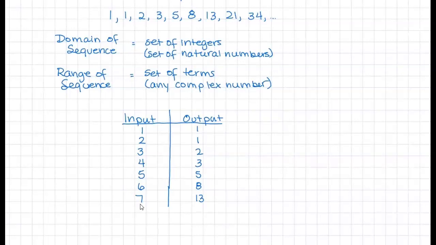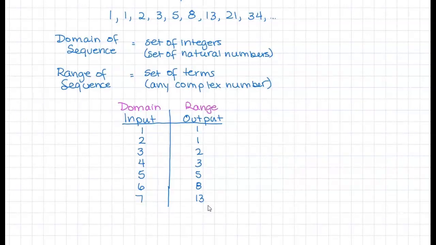The range is a set of outputs, and so that is the actual sequence itself. So 1, 1, 2, 3, 5, 8, 13. So there's your output. And so that's your domain and range then, your input and output. So this is the domain, and this is the range.